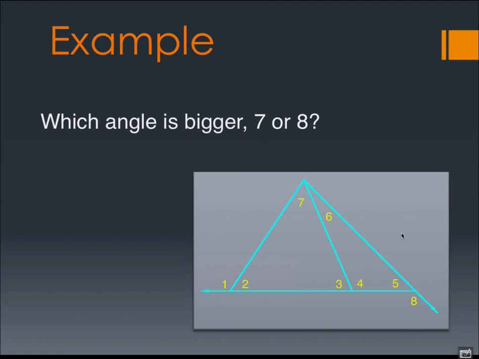What do you got, Michelle? I was thinking 8 is greater than 7 because 8 is equal to the sum of 7 and 3 because 4 is an exterior. 4 would be the same as 7 and 3 together because it's like the exterior of that, and then 5 would be supplementary to 4, and then 8 would be supplementary to 5. No. 4 is equal to 7 and 2, not 7 and 3. But you're not that far off.